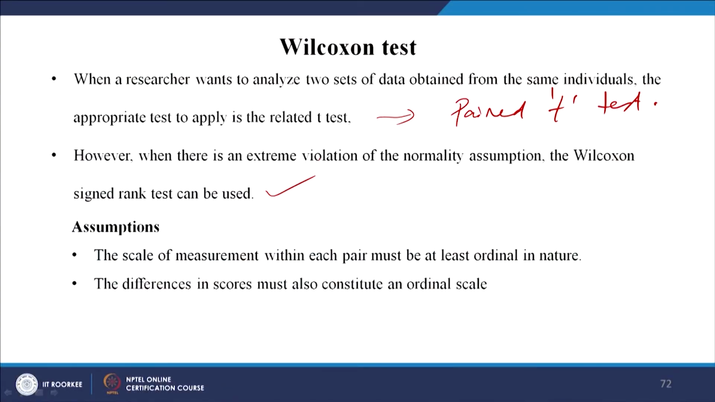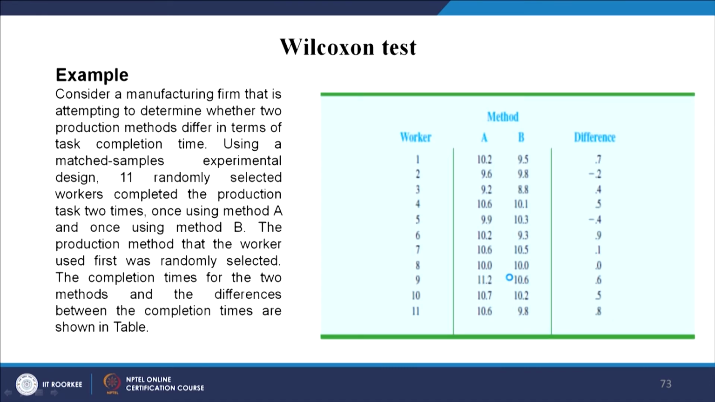However, when there is an extreme violation of the normality assumption, the Wilcoxon signed rank test can be used, obviously. So, it is used instead of the paired test which you use on normally distributed data. The assumption is that the scale of measurement within each pair must be at least ordinal in nature. The differences in scores must also constitute an ordinal scale. Okay.